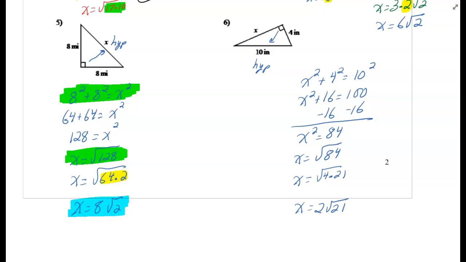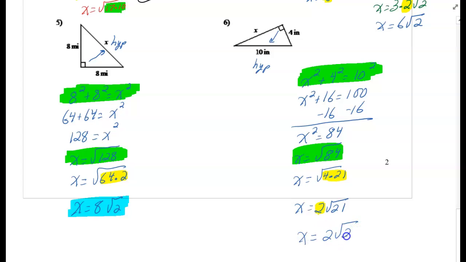If you look at problem number 6, main equation, x squared plus 4 squared is equal to 10 squared. Simplifying, you get x equals the square root of 84. I know that 4 divides 84, so I wrote it as 4 times 21. And the square root of 4 is the 2. So the final answer for problem number 6 is x equals 2 square root of 21. So I hope you found this video helpful on the Pythagorean theorem.